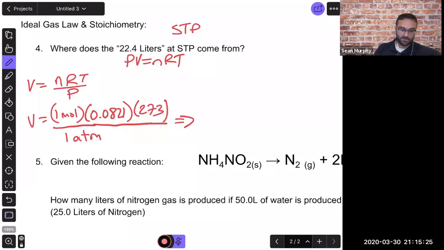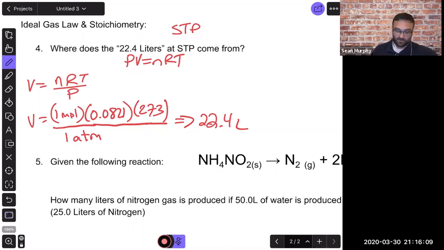0.0821 times 273, you should get 22.4 and some change. Now, the reason why it's not exactly 22.4 is because we're not using exact numbers. 273 actually has a little bit of digits after, it's like 0.15, so it's fine. 22.4, we should get it. Perfect. That's where 22.4 liters comes from. 1 mole at 1 atmosphere at 273 Kelvin or 0 degrees Celsius, okay?